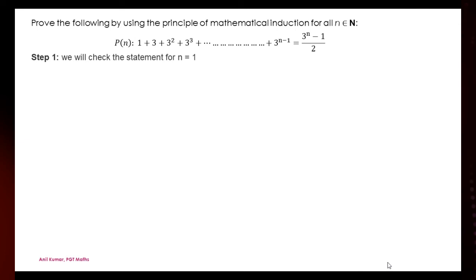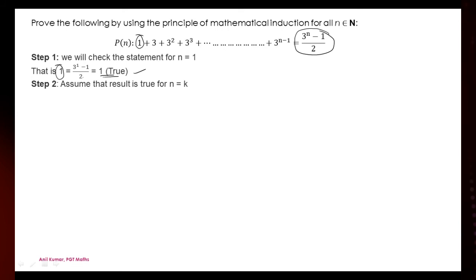Let's first check the statement for n is equal to 1. So if I take n is equal to 1, then what I have to do? I have to take the left hand side, which is 1. And the right hand side, if I put n is equal to 1, will become (3 raised to power 1 minus 1) by 2. 3 raised to power 1 is 3, minus 1 is 2, that is 2 by 2, which is equal to 1. So it is true.